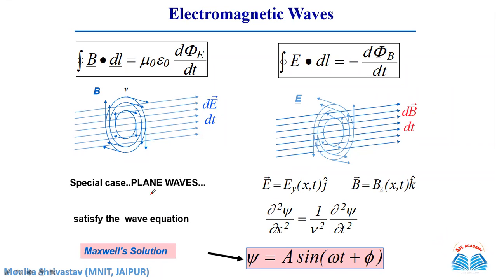Some special cases are also there for plane waves. E will be equal to E_y(x,t) j cap. B will be equal to B_z(x,t) k cap. And these two will satisfy the wave equations. So Maxwell's solution for any electromagnetic wave has a standard notation: psi equals A sin(omega t plus phi). This A is amplitude, omega is the angular velocity, and phi is the phase angle. We will learn how to calculate all these things in our question part.